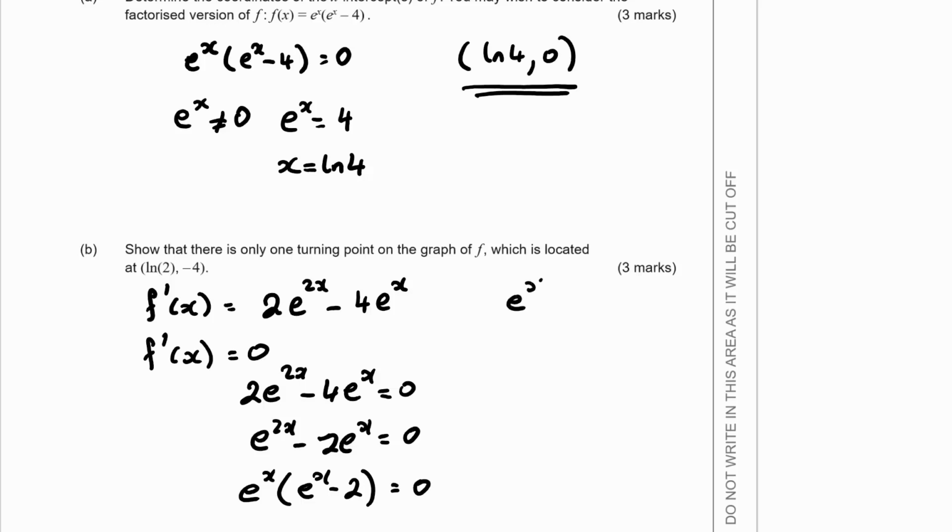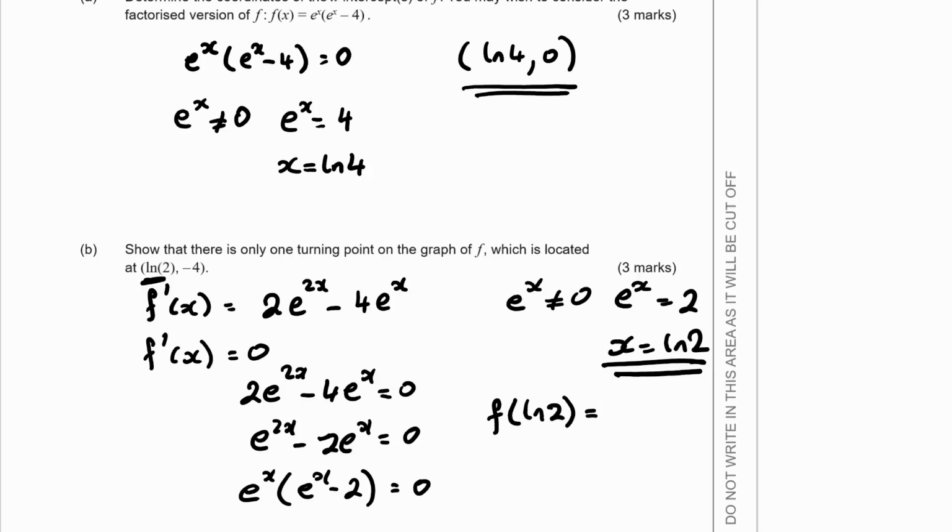And once again, we know that e to the x cannot be 0. And so that would give me e to the x equals 2, which gives me x equals ln 2 as required. And substitute that back in. So f of ln 2 would be equal to e to the 2 ln 2, take away 4e to the ln 2.